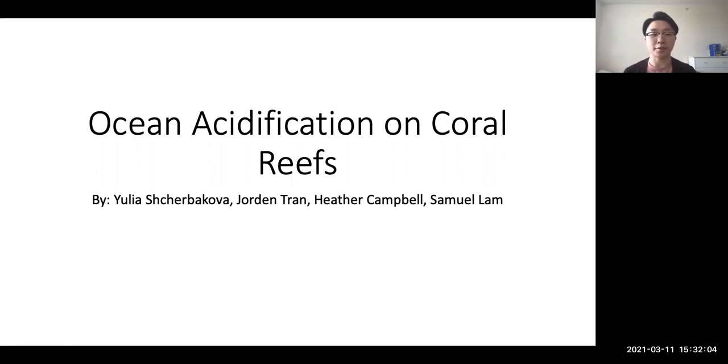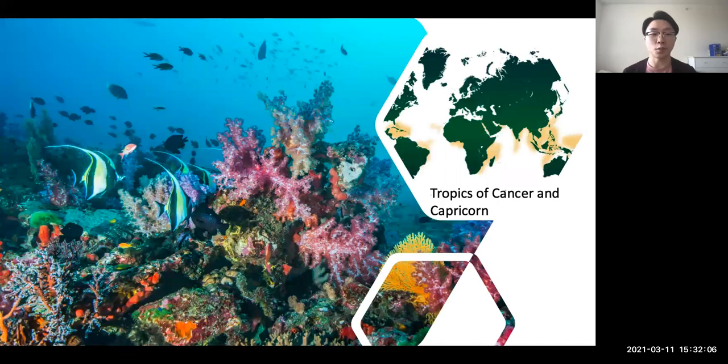Let me start with some background information. Coral reefs are underwater ecosystems that are mainly located at the tropics of Cancer and Capricorn, as you can see in the yellow regions on the map. They provide food, shelter, and substrate for about 25% of marine organisms.